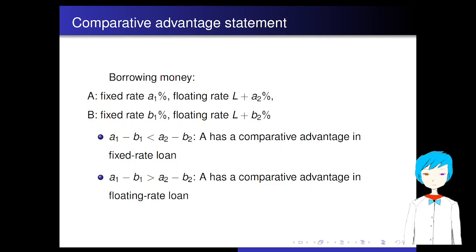So if A1 minus B1 is smaller than A2 minus B2, then A has a comparative advantage in the fixed rate loan, and vice versa, which means that if A1 minus B1 is greater than A2 minus B2, then A has a comparative advantage in floating rate loan.